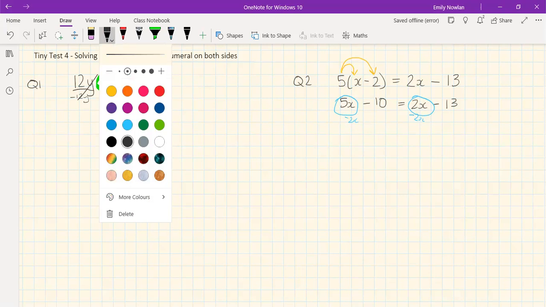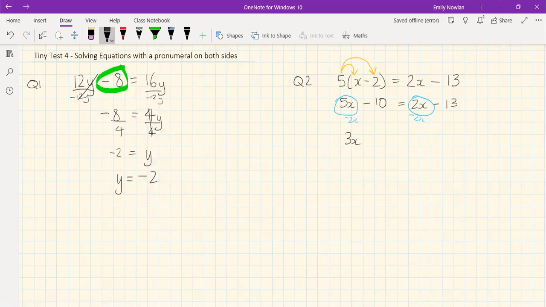5x minus 2x leaves me with 3x. The minus 10 is still there. 2x minus 2x is gone. What am I left with? Remember, don't forget that minus sign is connected to that 13. I'm left with minus 13.